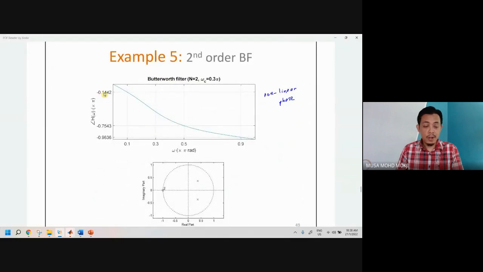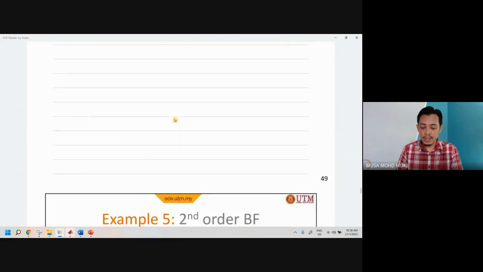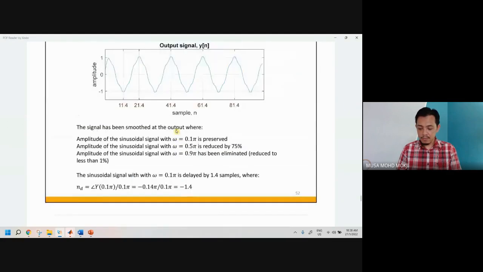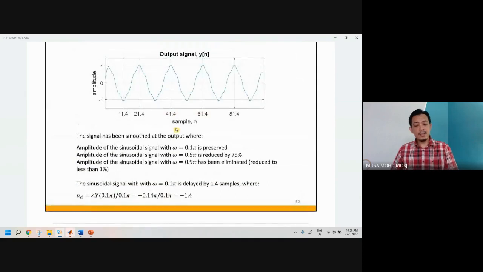Negative 0.14. Because originally the input signal doesn't have a phase, the phase is 0. 0 plus minus 0.14, that's why you get minus 0.14 at 0.1 pi here, because it is a summation. The same thing here. And this is the output in time domain.